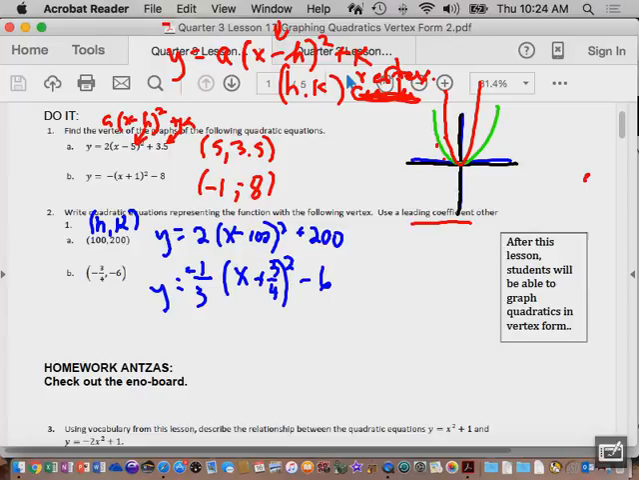Now, everybody type in y equals negative 3x squared. And what do you think that will do? It's going to be upside down. Yeah, upside down. Y equals negative 3x squared will be narrow still, but it'll flip it to the negative side.